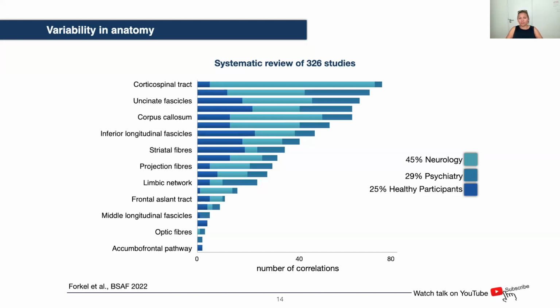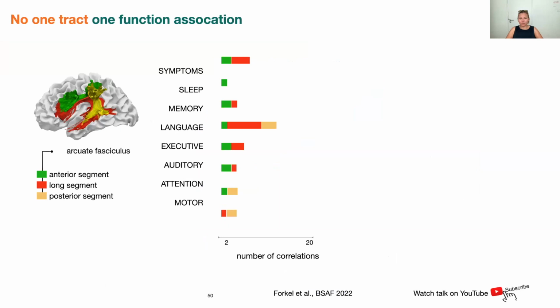Now, another thing that is tremendously important about this study is that we were able to show that there is no one tract, one function association. Just like it has been demonstrated, there is no one cortical area, one function association in the language relevant cortical areas. So if we look at the three segments of the arcuate fasciculus again, we can see that yes, most of the correlations were described for language, but we can see it also correlates with measures of sleep, memory, executive functions, auditory functions, attention, and motor functions.